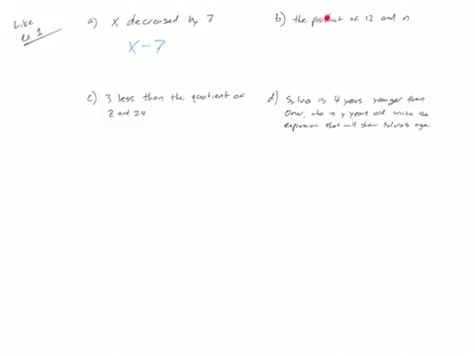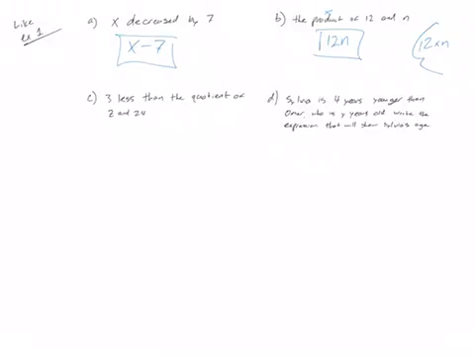The product means multiply, of 12 and n. So you could say 12n, or I guess if you wanted, you could say 12 times n. But I'd probably just go with 12n because that implies multiply when they're next to each other.